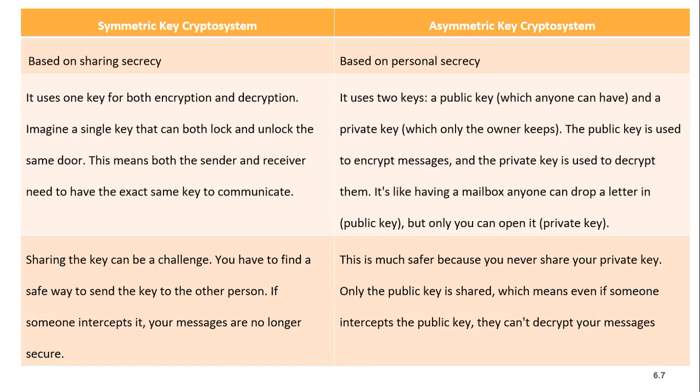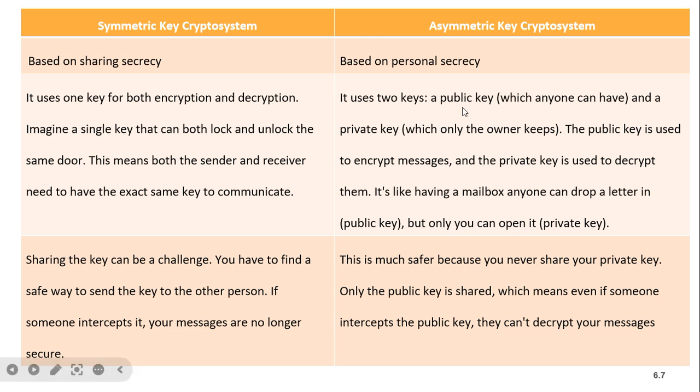Now we will see the difference between the symmetric key crypto system and asymmetric key crypto system. Symmetric is based on sharing the secrecy because the same secret key is shared between the 2 users. Asymmetric is based on personal secrecy because 2 keys are there, but the public key is shared and the private key is with the person only. Symmetric uses one key both for encryption and decryption. Imagine a single key that can both lock and unlock the same door. This means that both sender and receiver need to have exactly the same key for the communication.